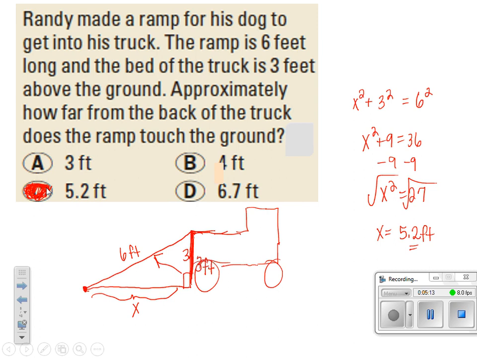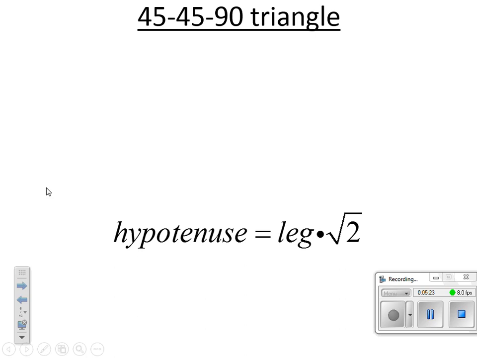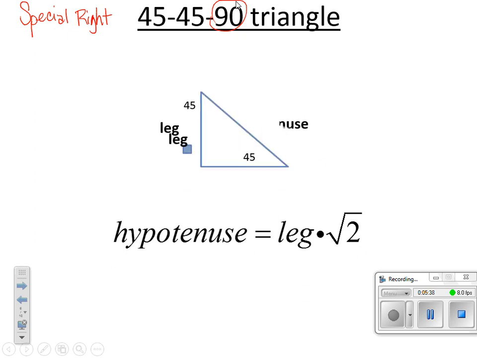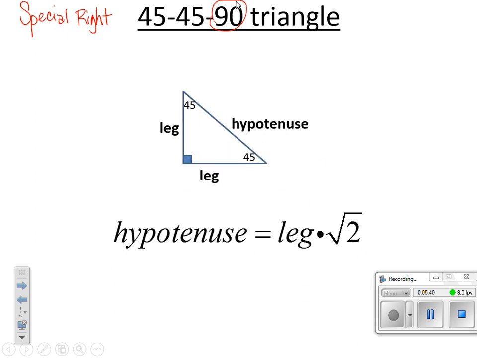All right, so that is the Pythagorean theorem and how to use the Pythagorean theorem. I'm sure that's a review for most of you. So today we are going to now also talk about those special right triangles. Special right triangles always have to have a 90 degrees. So the first special right triangle we're going to talk about is the 45, 45, 90 triangle.